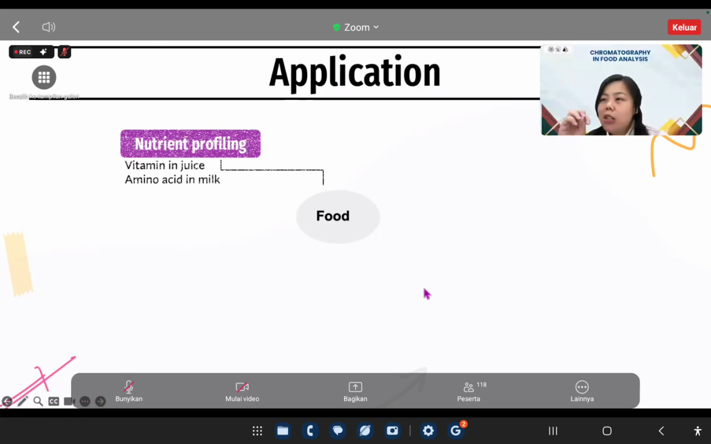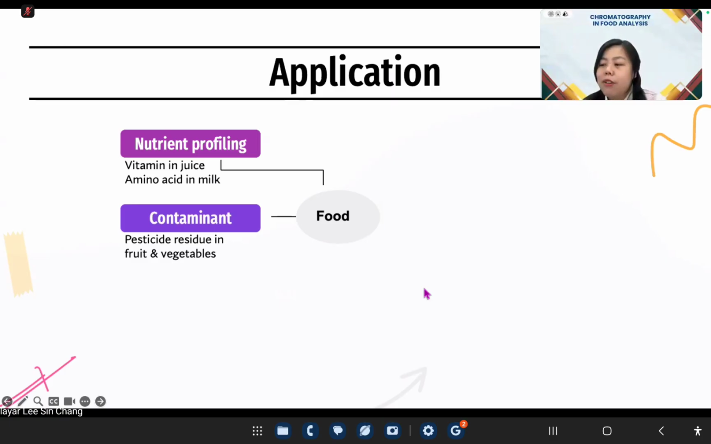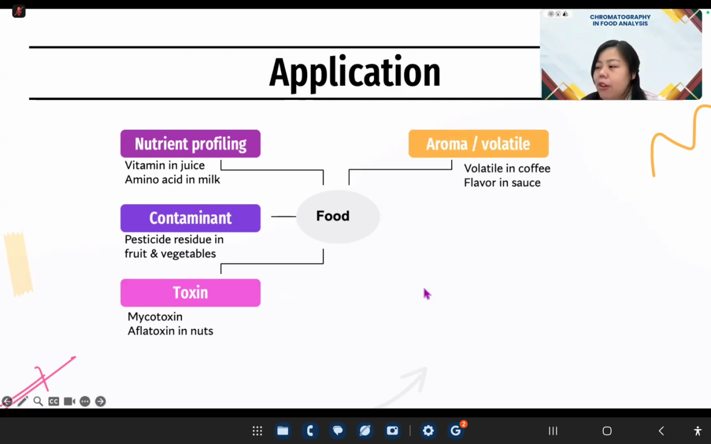We also need to detect contaminants, like for example, pesticide residue in fruit and vegetables. You can detect that as well. We can also use it to detect toxins, like for example, mycotoxin or aflatoxin in nuts, which is widely used in industry. We also use HPLC, the chromatography, to detect certain aroma and also volatile compounds, like for example, in coffee.